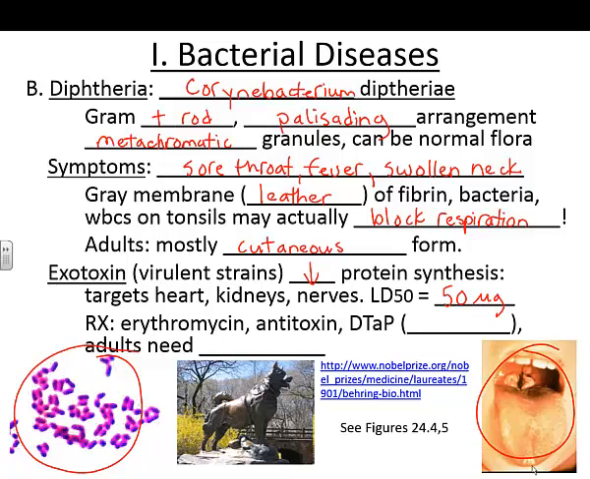Yikes! The toxin is so deadly that the first Nobel Prize in Medicine in 1901 was awarded to von Behring for developing an effective antitoxin for the disease. Check out this link to see how important this discovery was at the time.